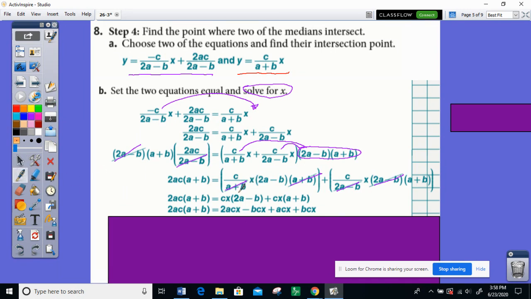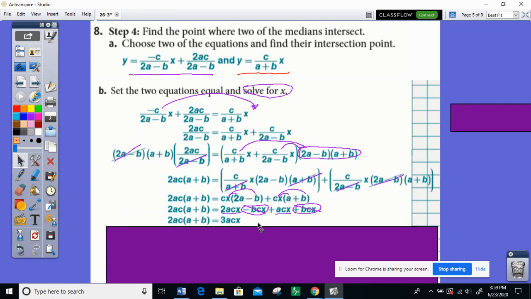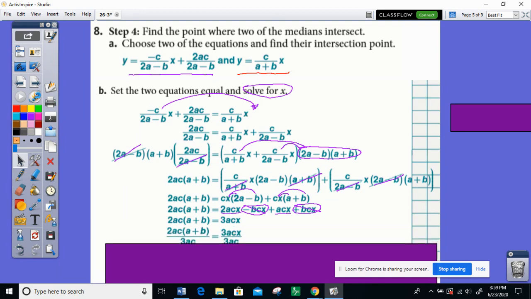So now we're doing the distributive property. Distribute the c times x. Distribute the c times x. And you might notice there are some like terms that we can combine. You might also notice that this is negative bcx and this is positive bcx, so this is about to look a whole lot nicer. Those cancel out. So what we're left with is 3acx. All we have to do to get x by itself is divide both sides by 3ac.